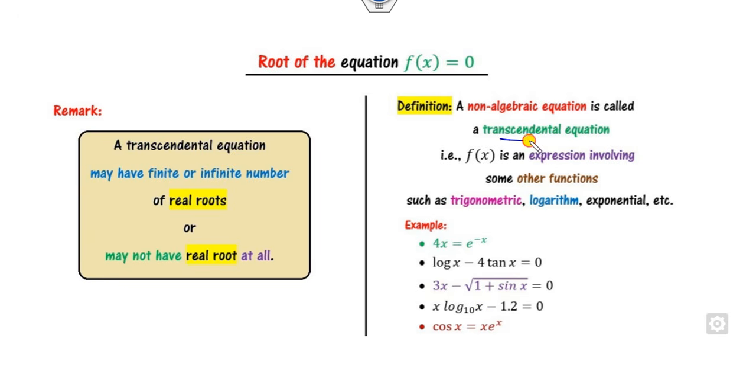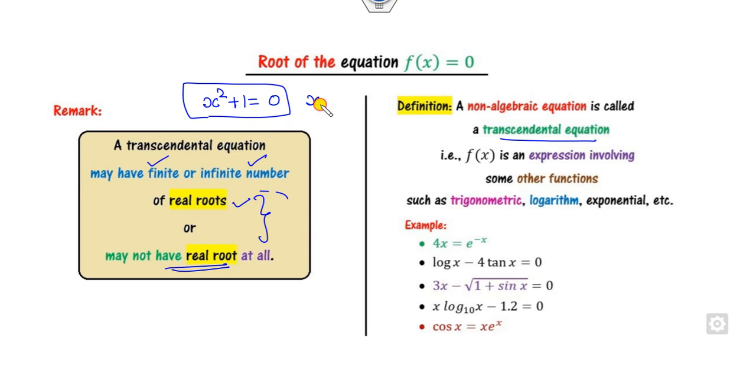As I described for the transcendental equation, it may have a finite or infinite number of real roots, or it may not have any real roots. So we first need to know under what conditions a real root may exist. For example, if you have the equation x square plus 1 = 0, it is an algebraic equation, and we all know it has no real root. The roots are only plus or minus iota, but those are not real roots. So our target is to find the real roots.